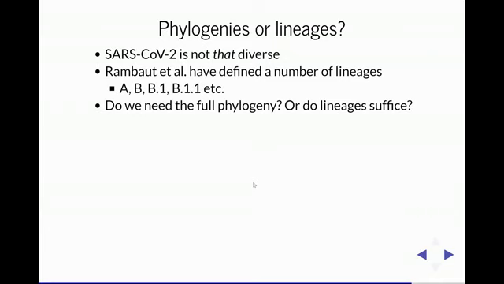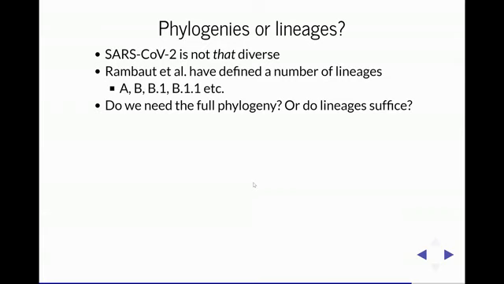One of the issues with SARS coronavirus 2 is that it's not that diverse, even though the genome's around 30,000 or so base pairs. It's under quite a lot of constraints. Coronaviruses have a lot of RNA secondary structure that means they don't mutate incredibly fast. And because of that, if you try to generate a phylogeny, it doesn't look very nice, even though we've got the full genomes for many of the samples. So do we need the full phylogeny, given that it does have lots of ambiguities in it? Or do cruder classifications into lineages suffice?